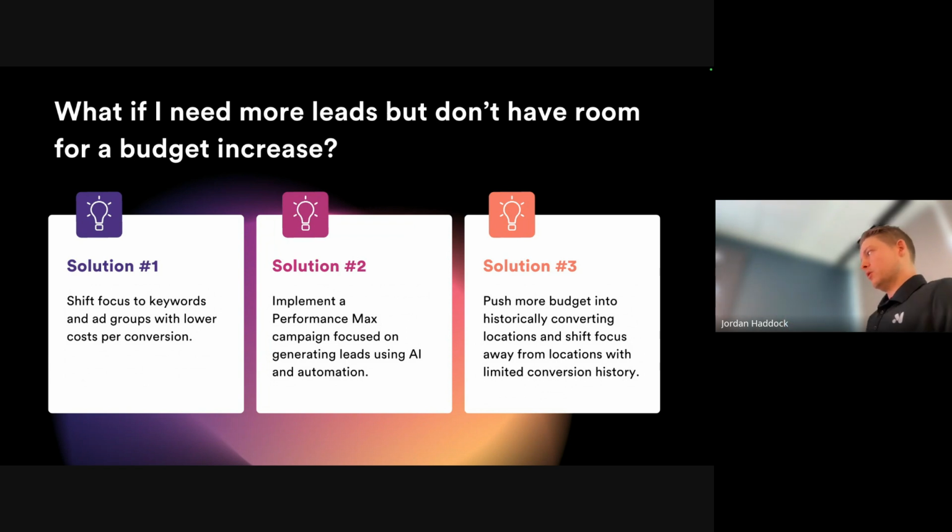And we'll also look at the location history in terms of what we're seeing from each location we're targeting. There might be certain cities or towns that are converting at a really high rate at a low cost per conversion. We may want to shift focus into those areas to gain more leads in general, and we might want to shift the budget away from locations that have a limited or inefficient conversion history as well. Any questions on this slide?